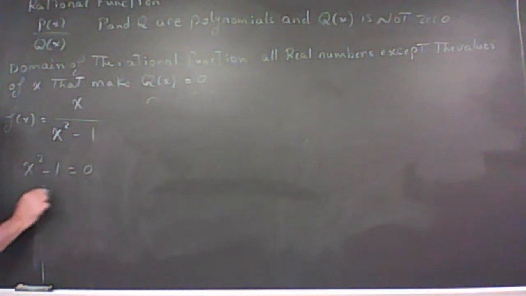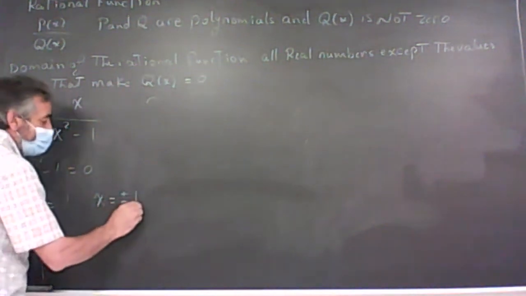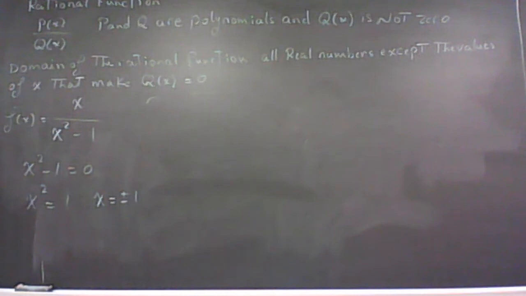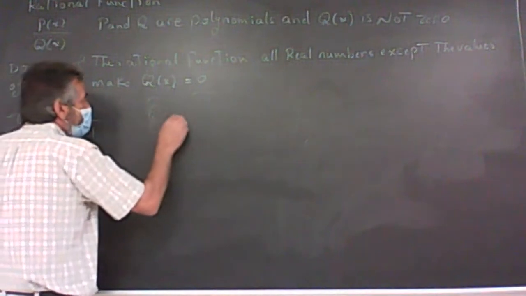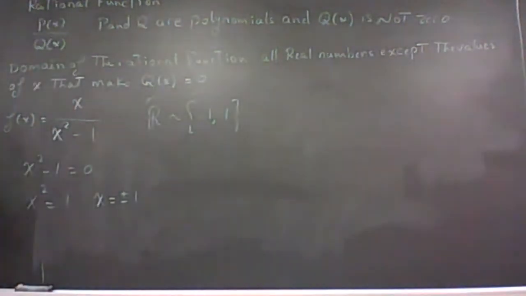So that gives me x squared equals 1. So that gives me x equals, we're going to take the square root. Remember, every time we take the square root, we do what? Plus or minus, yes? So that's going to give me plus or minus 1. So there are two values which I need to exclude from the real numbers. If I want to write it down, it will be R, take away, negative 1 and 1.